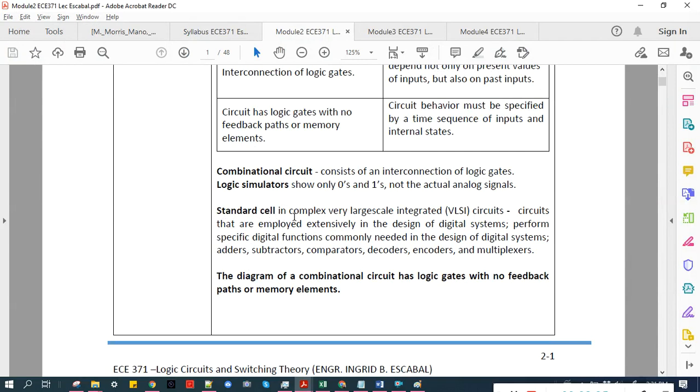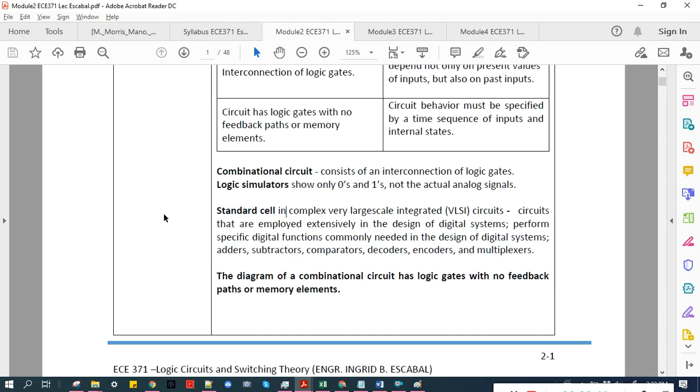Standard cells in complex very large scale integrated circuits, or VLSI. These are circuits that are employed extensively in the design of digital systems, performing specific digital functions commonly needed in the design of digital systems. Examples of standard cells are adders, subtractors, comparators, decoders, encoders, and multiplexers. So these are examples of standard cells.